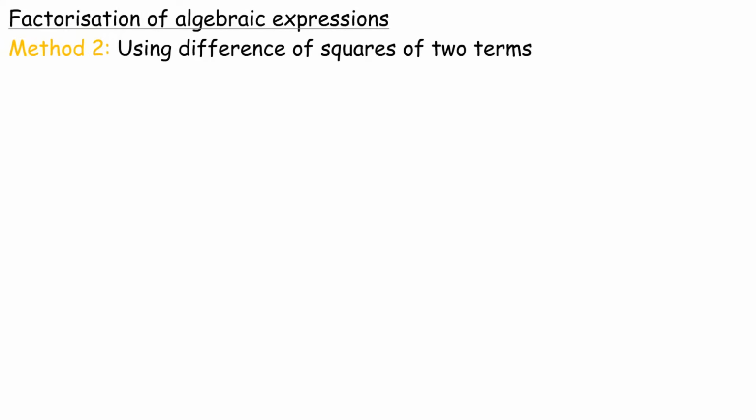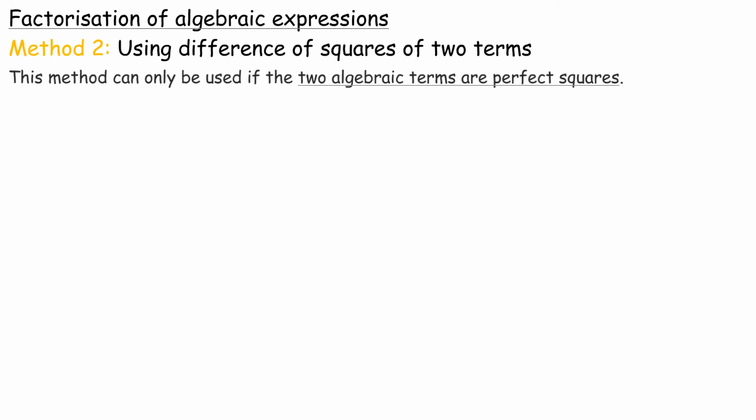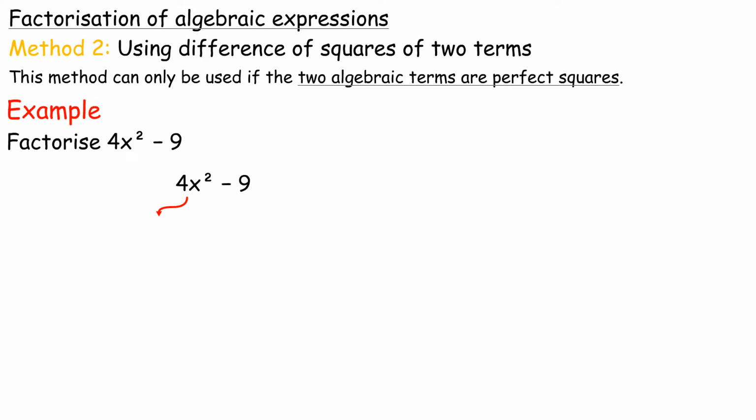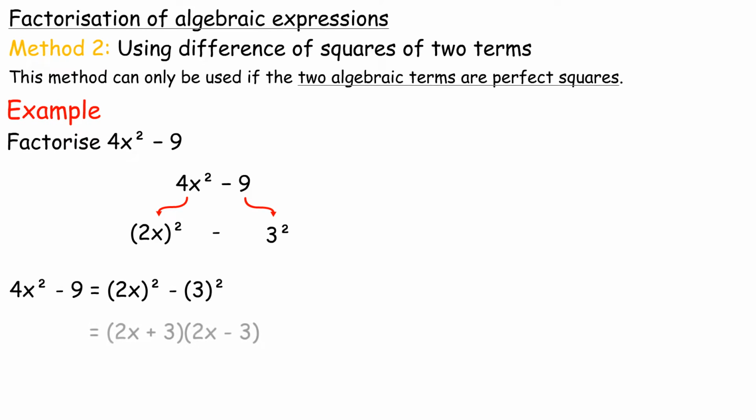Method 2, using difference of squares of two terms. This method can only be used if the two algebraic terms are perfect squares. Example, factorize 4x squared minus 9. 4x squared minus 9 equals 2x squared minus 3 squared equals 2x plus 3 times 2x minus 3.